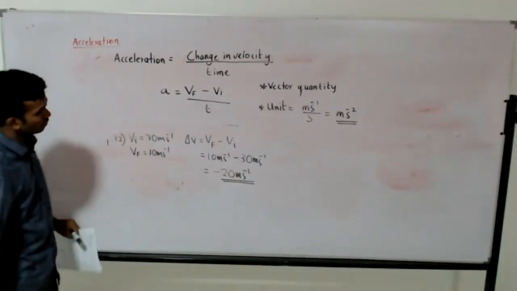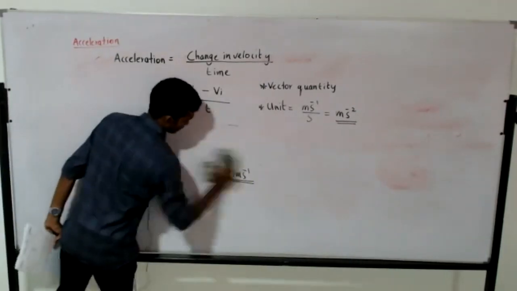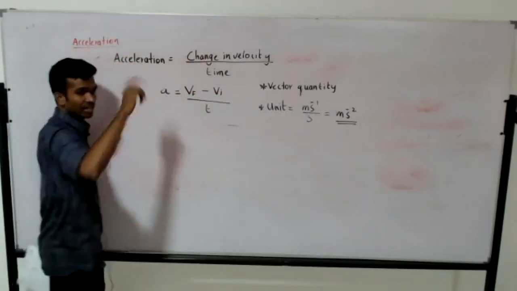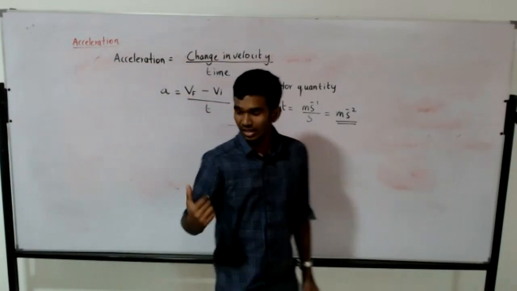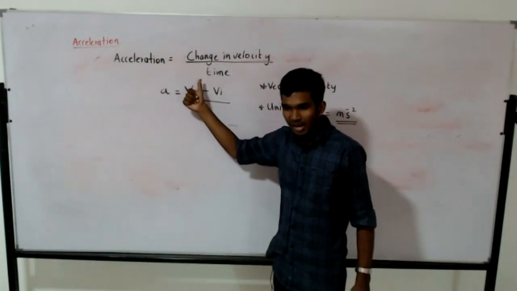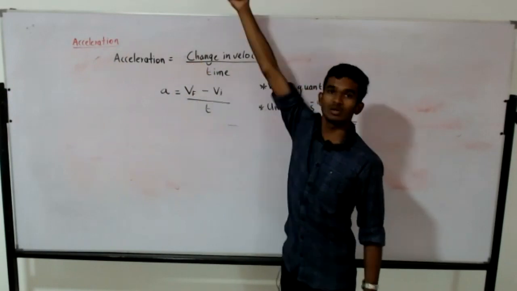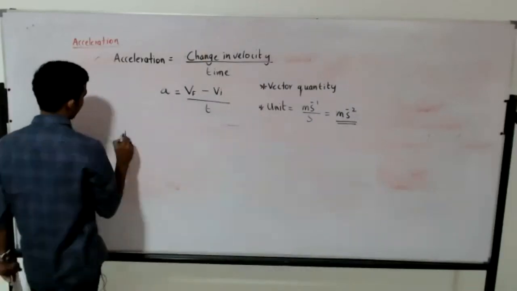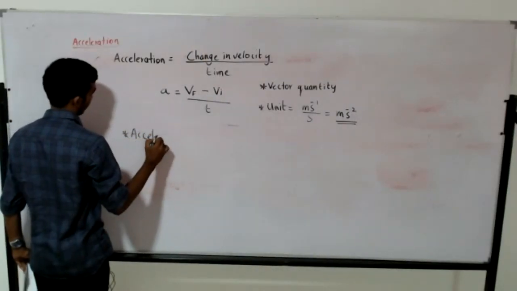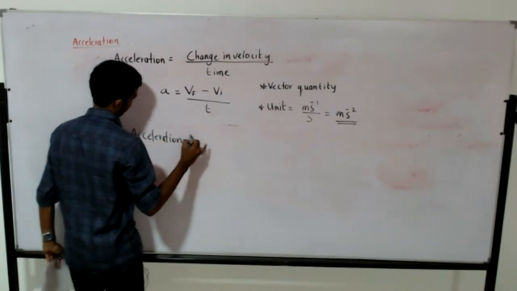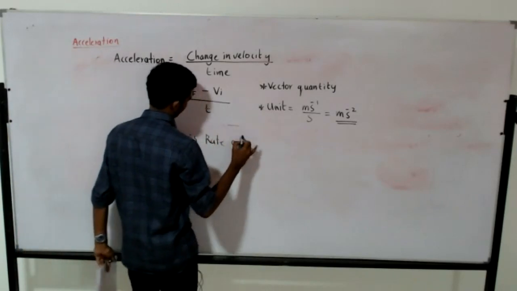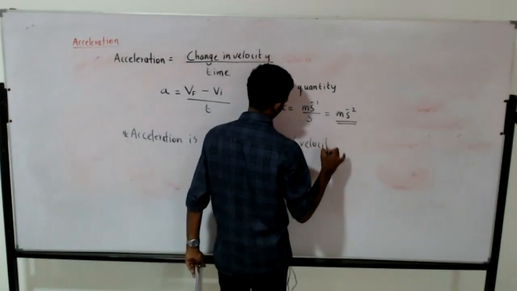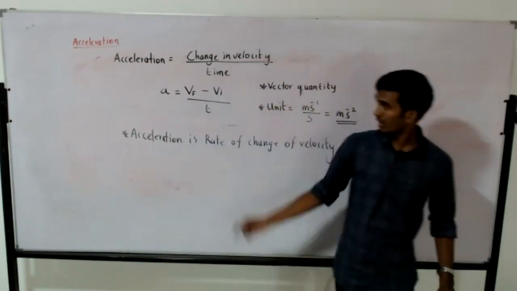Now, what is the definition of acceleration? I told you all, if something is divided by time, we call it a rate. Then here, acceleration is the rate of change of velocity. Acceleration is rate of change of velocity. Okay? Fill it in the tute.